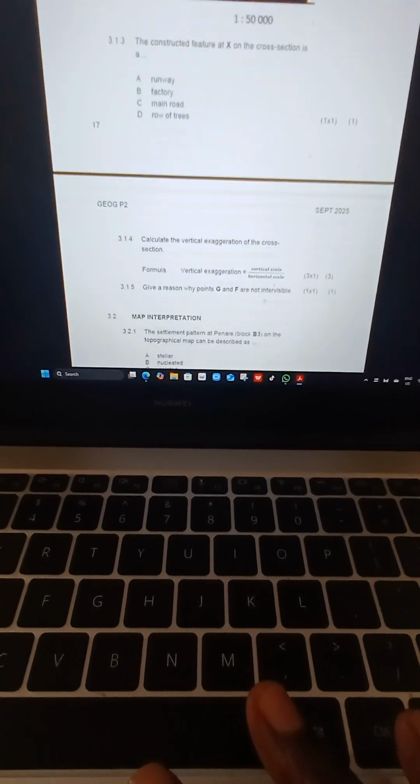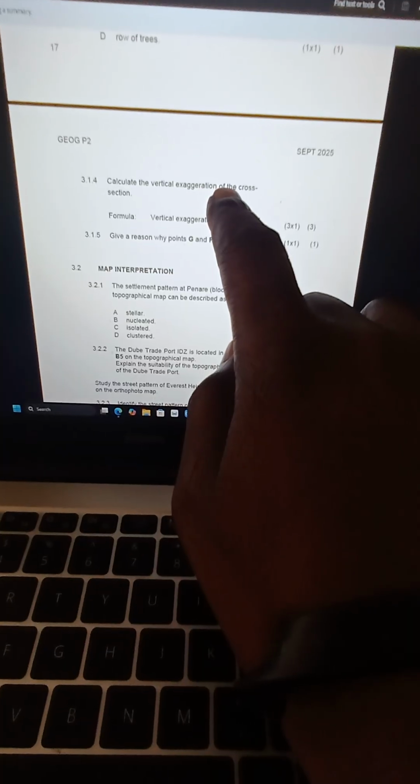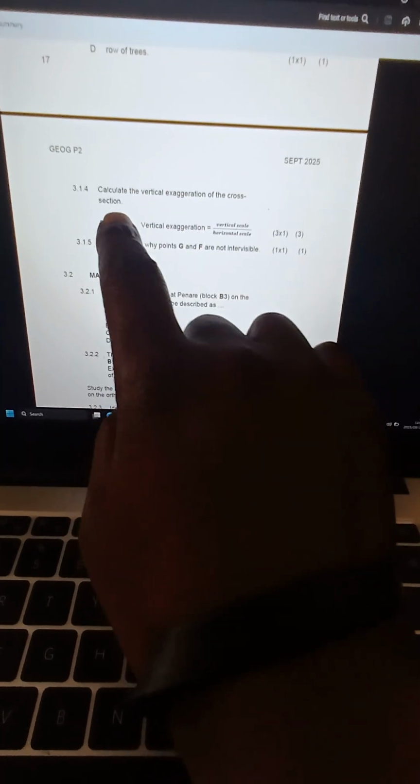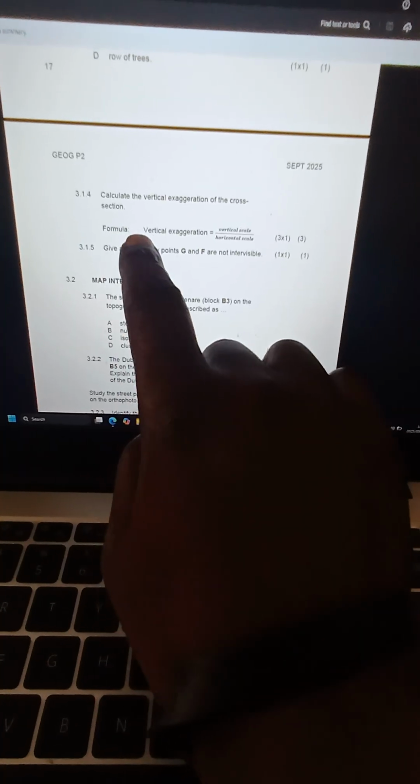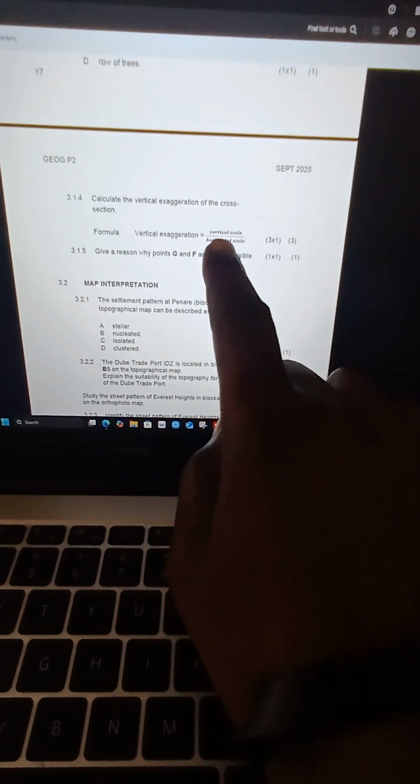Okay, so the question reads, calculate the vertical exaggeration of the cross section. I've already shown you the cross section. The formula for vertical exaggeration is your vertical scale over the horizontal scale. This is what I'm going to calculate.